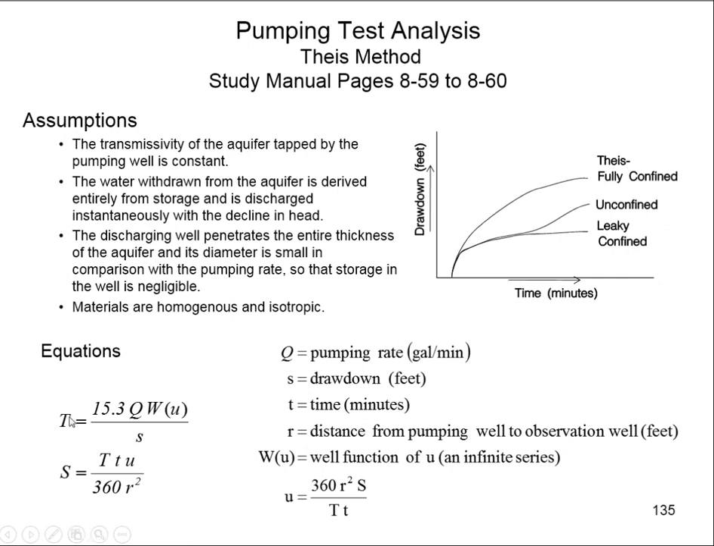As shown here, you can see the circular nature of this. U depends on the radius, the storage, transmissivity, and the time. We need U to get the storage. So what we have is this loose piece of paper with a curve on it, and you're trying to match your data curve to that to get the U value and the well function of U value.